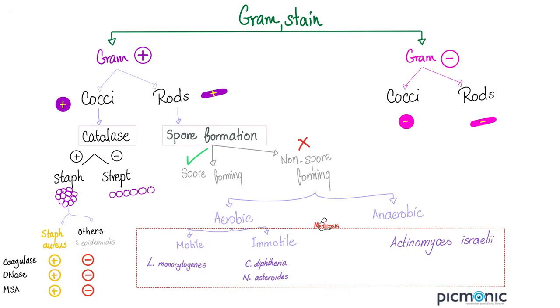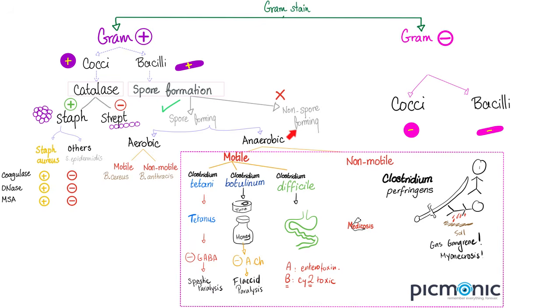How about the rods or the bacilli? Well, you ask yourself, are they spore forming or non-spore forming? Let's start with those who do not form spores. They could be aerobic, I need oxygen, or anaerobic, no air. I can live without oxygen, I don't need you. Moreover, the aerobic could be subdivided into motile and non-motile. Hey medicosis, I wanted to ask you a question. Is Staph aureus motile? No. We're done with these doofuses.